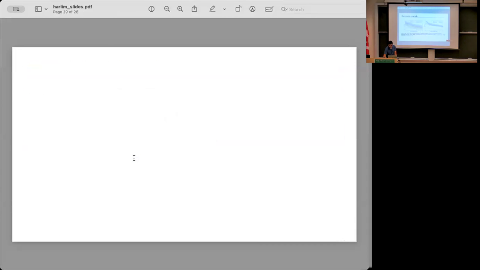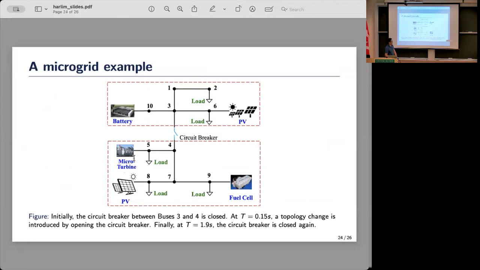Okay, so let me go back to that example. What we're interested in is the following. At initial time, we're going to close this circuit. And then at time 0.15 second, you're going to open the circuit so that they become separate, running independent dynamics. And then at another time, 1.9 second, you want to close the breaker again. We want to see, when we change this topology to open and close, what will happen? Can we still predict this?